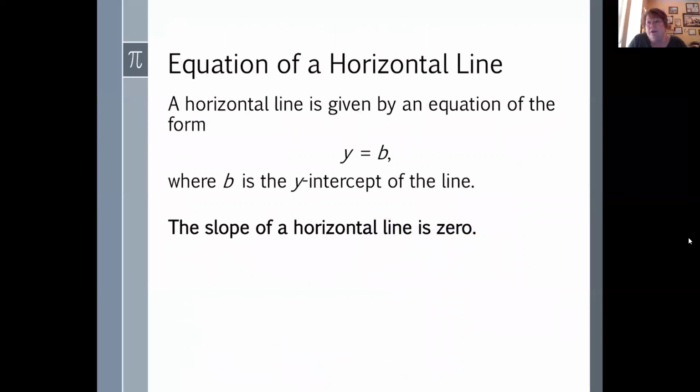All right, horizontal lines. A horizontal line is given by an equation y equals b, where b is equal to the y-intercept of the line. The slope of a horizontal line is 0. So the equation of a horizontal line is y equals a constant, and that constant is equal to the y-intercept.